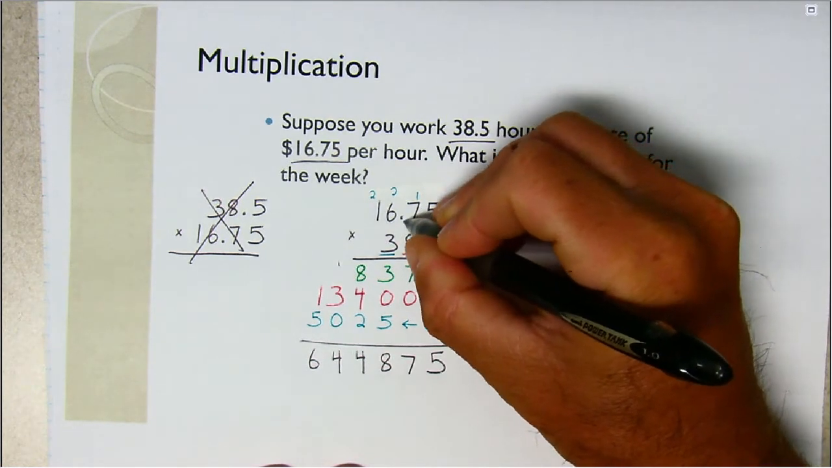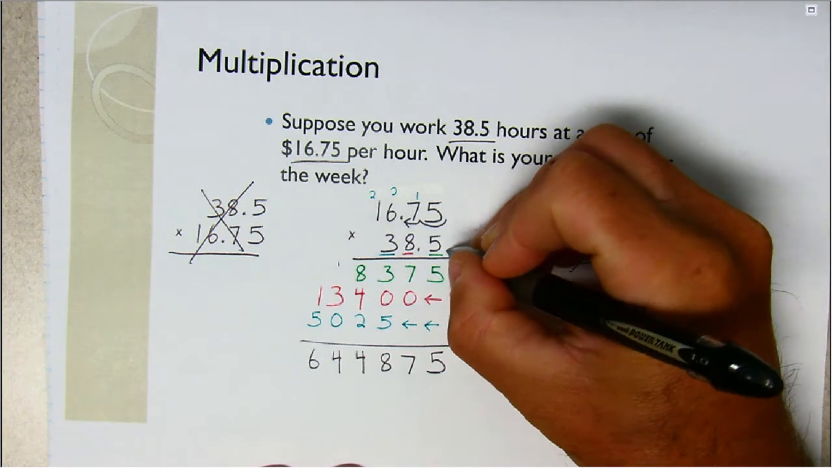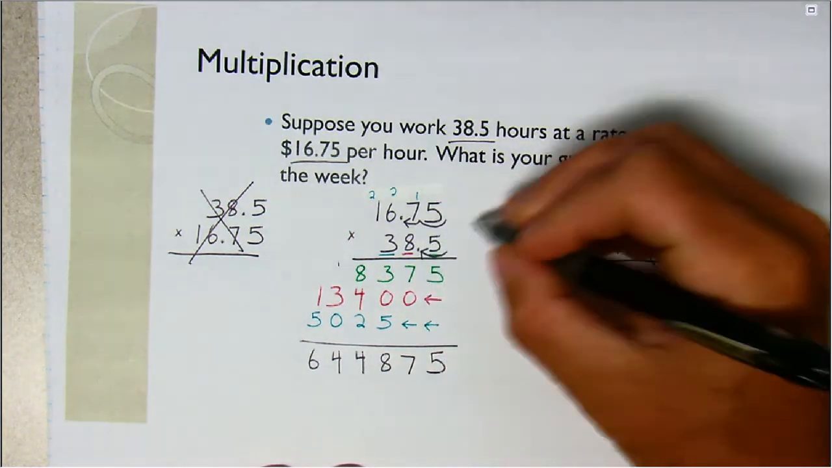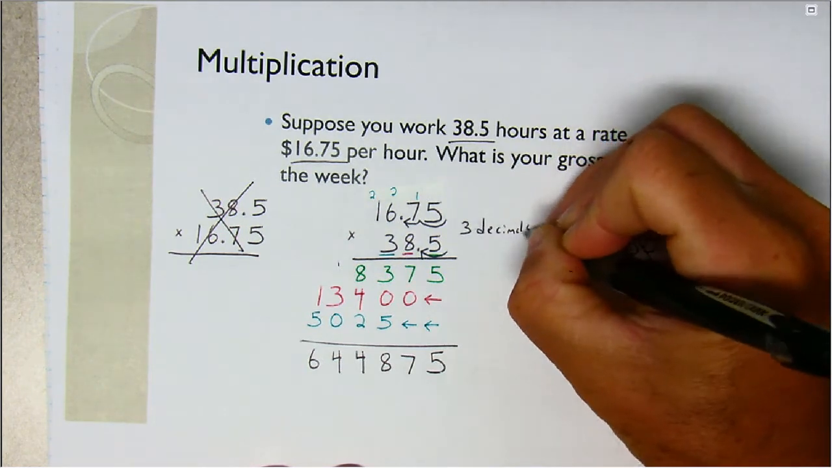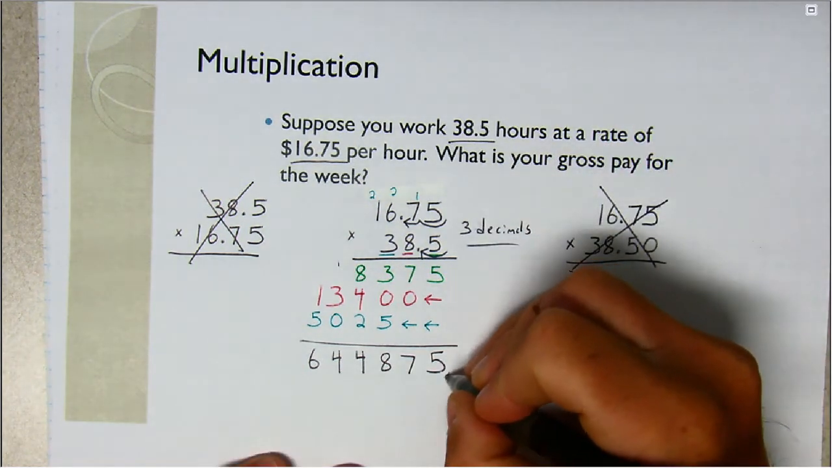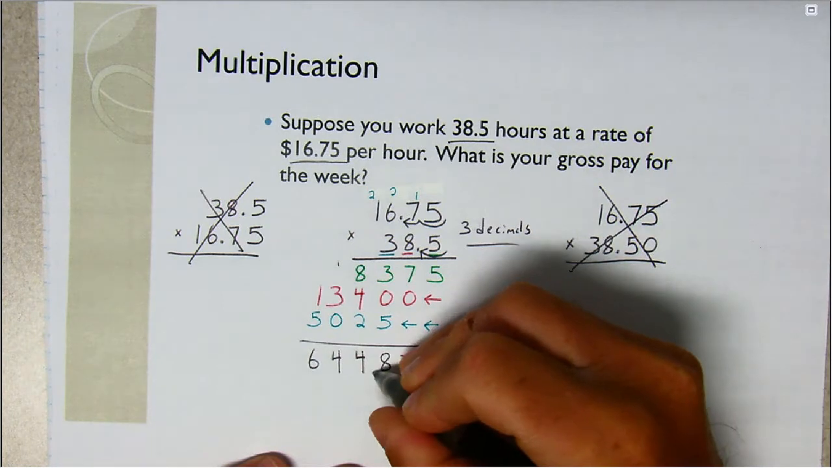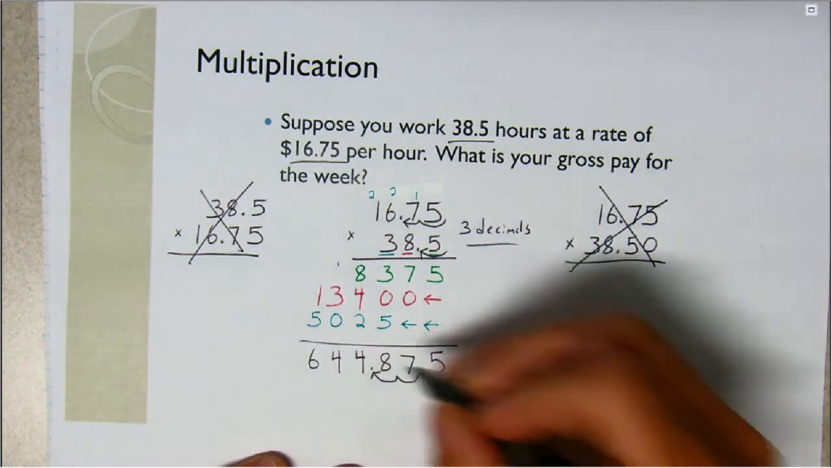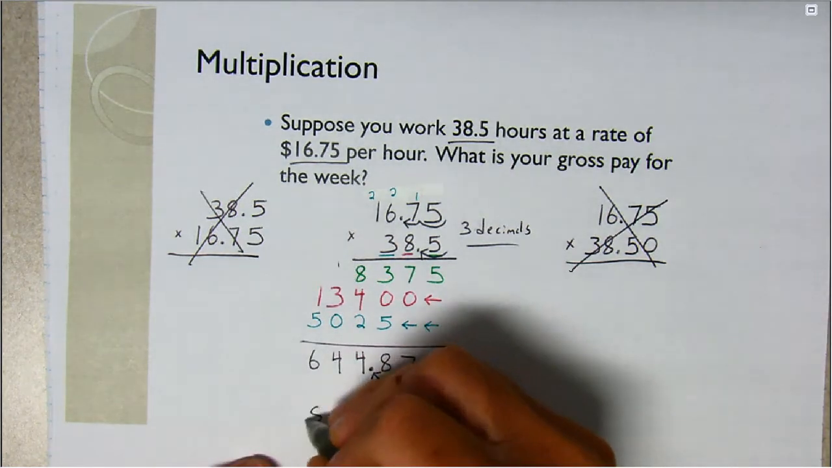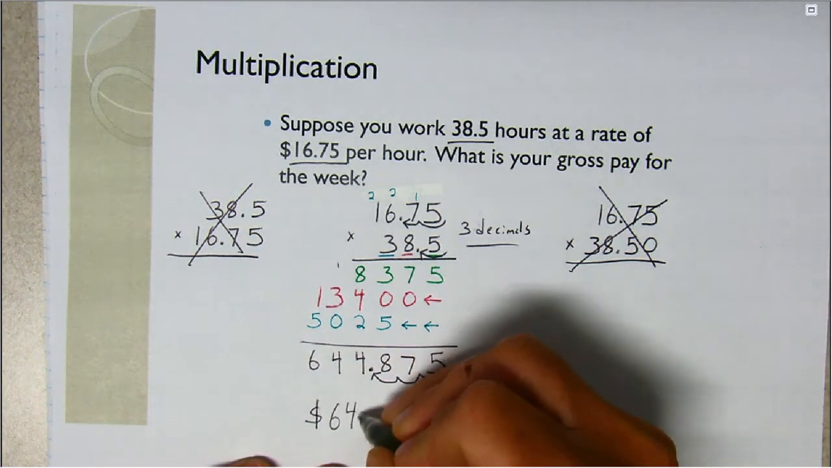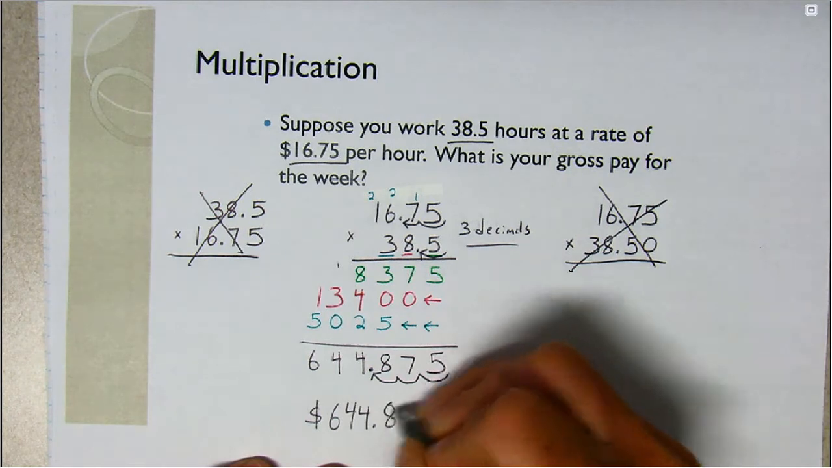16.75 has 2 decimal places. 38.5 has 1 more for a grand total of 3 decimals. That means our answer also has to have 3 decimals from the right. 1, 2, 3. And our result is 644.875. Since this is money, we could round that off to $644.88.